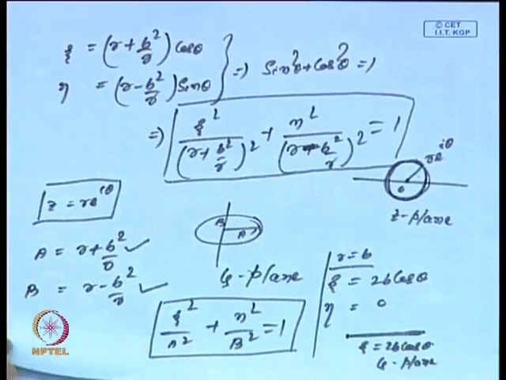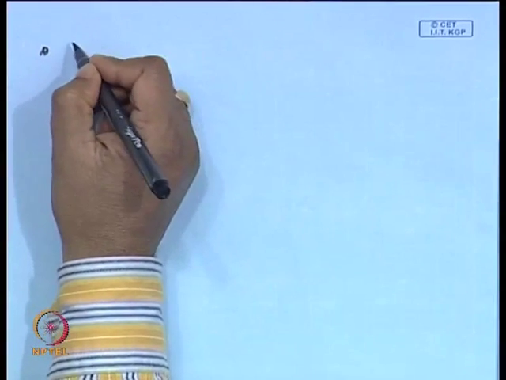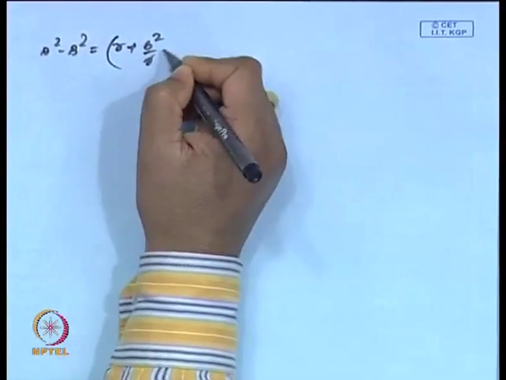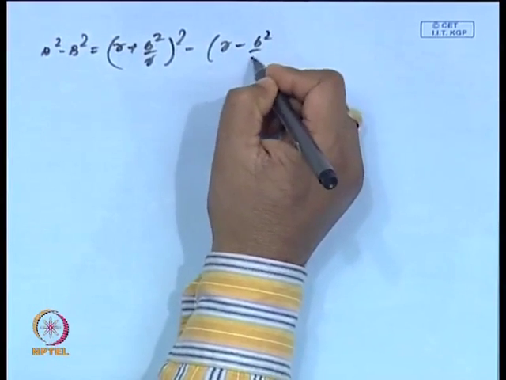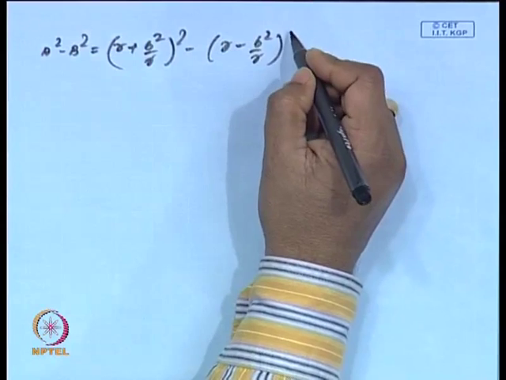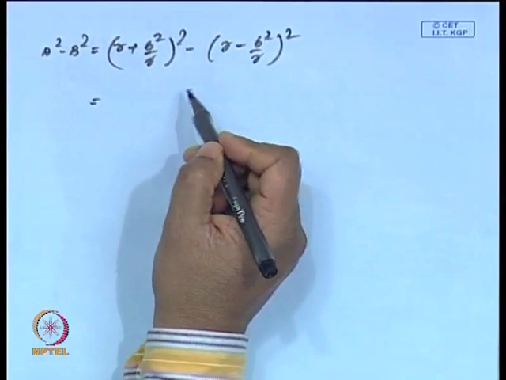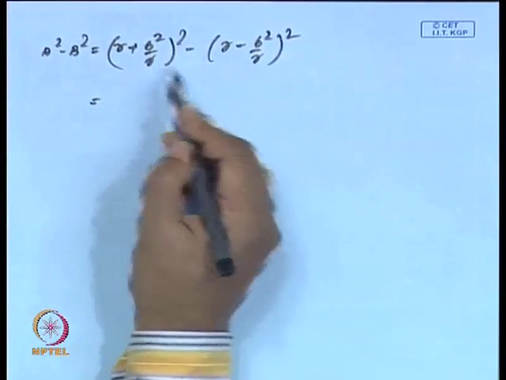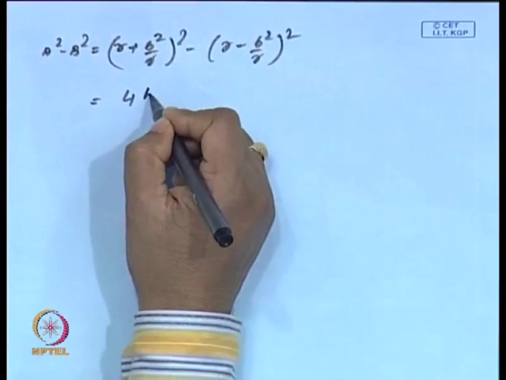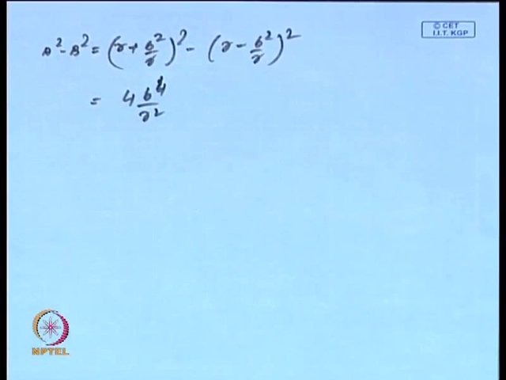Now, again let us look at some of the characteristics. What will happen to a square minus b square? That will give me r plus b square by r, whole square, minus r minus b square by r, whole square. This gives r square minus r square, and b square by r will be 4 b 4th by r square.